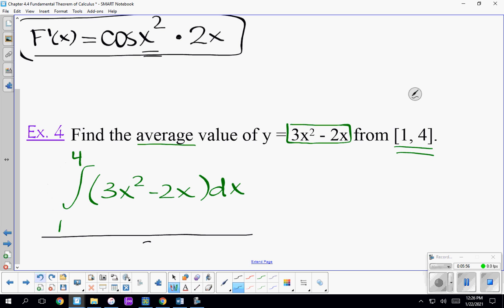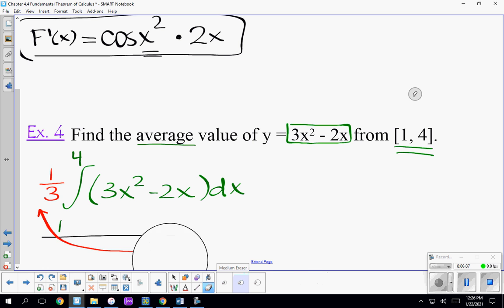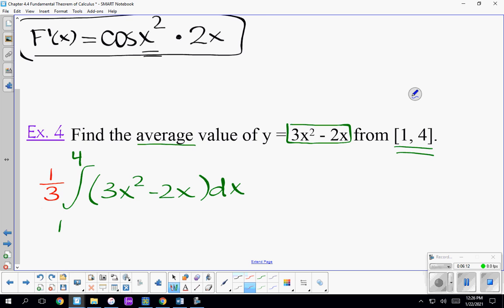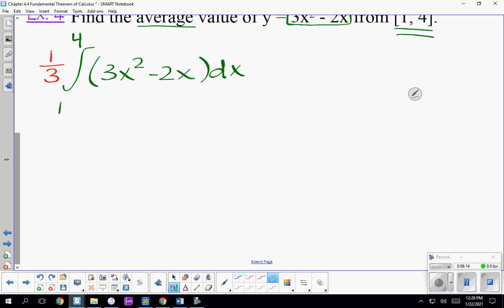Now this looks really messy and complicated. So what we do is we bring this out here, and instead of writing divide by 3, I'm going to write it like 1/3. And this is my average value formula. All we do is integrate using the fundamental theorem of calculus, and that 1/3 is just going to hang out in front for our answer. So we're going to add 1 to our exponent and divide. Here, again, we're going to add 1 to that exponent and divide. And we're going to evaluate from 1 to 4.